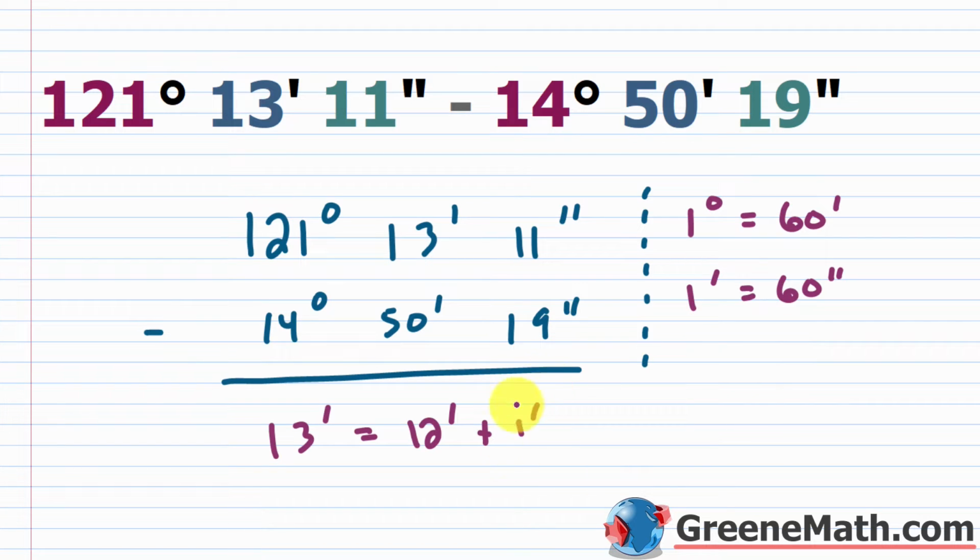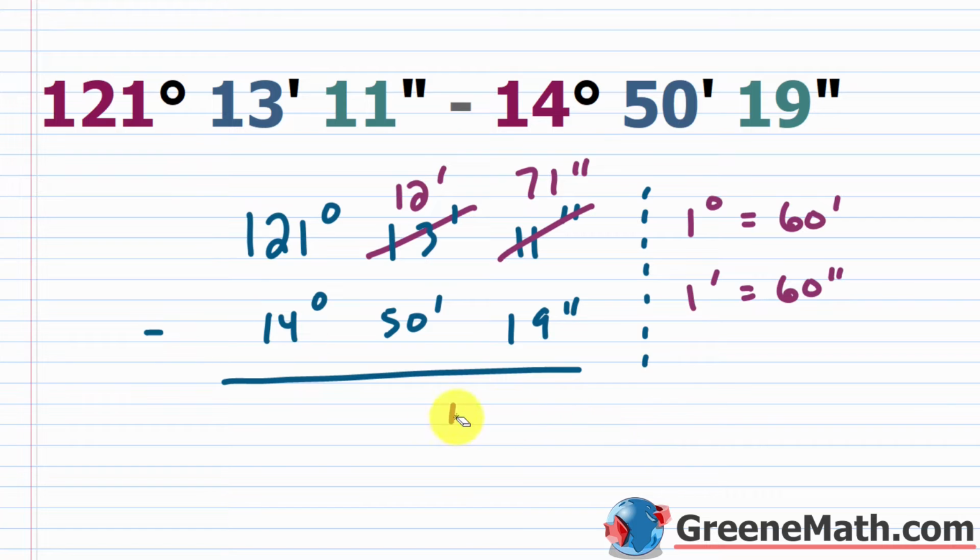And I'm going to convert this 1 minute into 60 seconds. So let me write this as 60 seconds here. And so I'm going to cross this out and say that I have 12 minutes here. And then I'm going to take the 60 seconds and move it into this column. So let me cross this out and say I have 11 seconds plus 60 seconds. That's going to be 71 seconds. And so now we can do our subtraction. So 71 seconds minus 19 seconds, that's going to be 52 seconds.